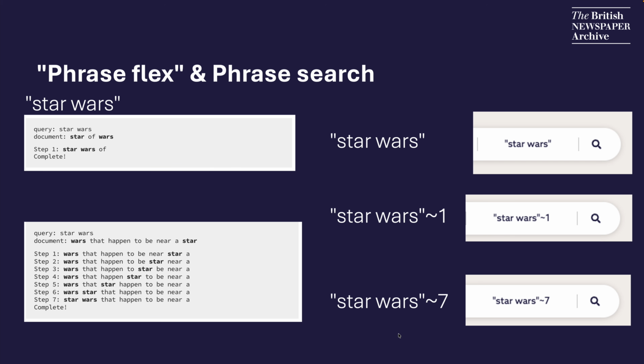This is very useful when you have a phrase that might sometimes be used with additional words around or in it. It might be that words are reversed. We use this in how we handle names, for example. Again, if you don't want to use this, don't worry about it. Just type in the phrase. It will assume a phrase flex of 0. But if you want to introduce a little bit of variation around your phrase, you can add that in.